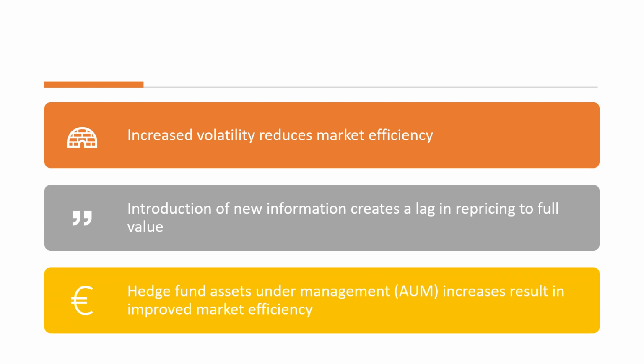Another anomaly is that the introduction of new information has been shown to create lags in repricing to total value regardless of the perceived level of market efficiency. Lags in repricing can result from information asymmetry or fear among a significant pool of investors. Hedge fund assets under management, or AUM, increases result in improved market efficiency.